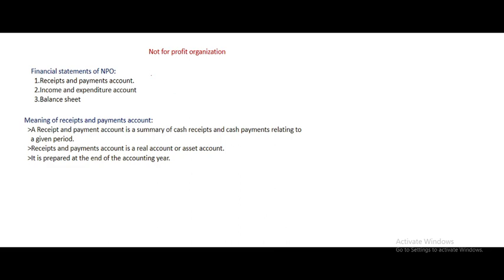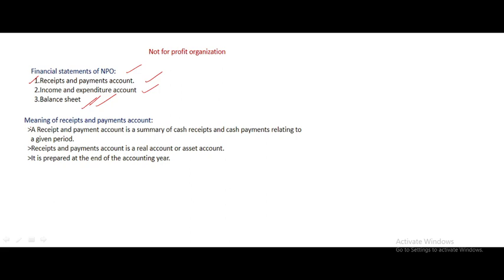Next, financial statements of NPO. Financial statements of NPO include first receipts and payment account, second income and expenditure account, and balance sheet. Okay. Now we are going to discuss receipts and payment account. First topic of receipts and payment account: meaning of receipts and payment account, or what is receipts and payment account.